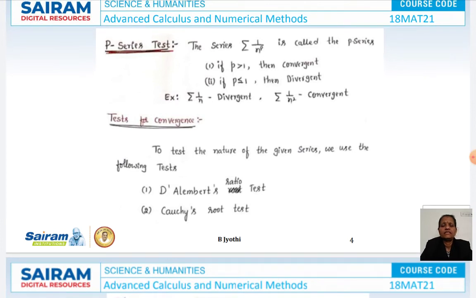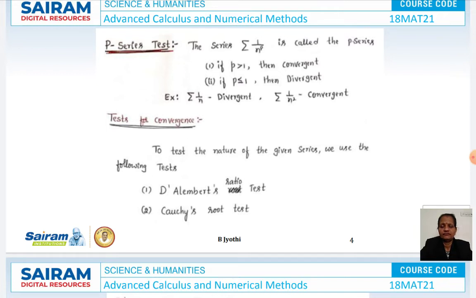Next is the P series test. The series summation 1 upon n power p is called a P series. If p is greater than 1, then it is convergent. If p is less than or equal to 1, then it is divergent. Example, summation 1 by n is divergent and summation 1 by n square is convergent.